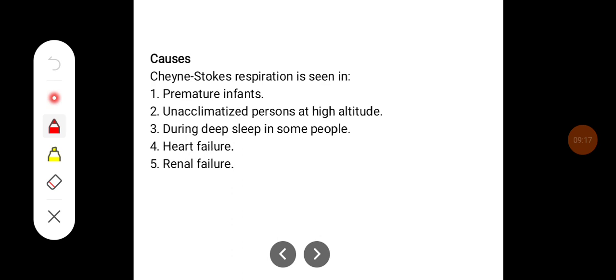The causes for Cheyne-Stokes breathing are: it can occur in premature infants, in unacclimatized persons at high altitude, during deep sleep in some people, in heart failure and in renal failure.